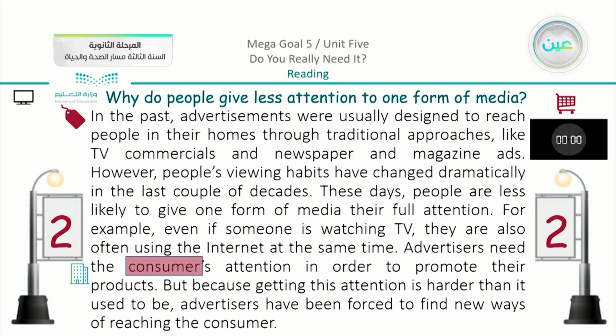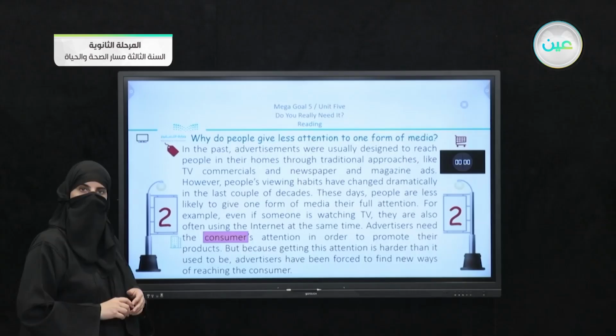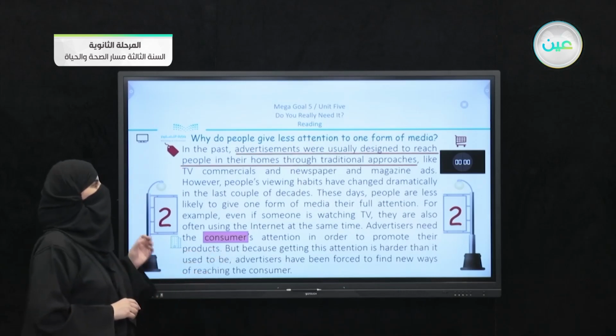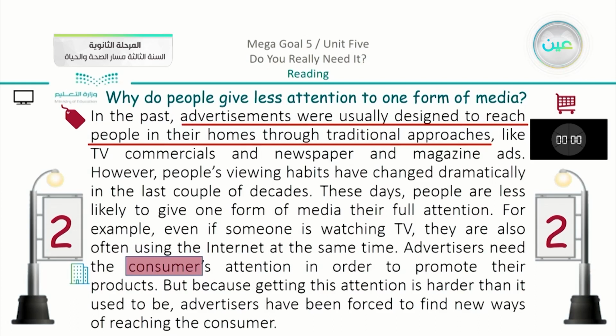Time's up. So we have here the main idea. If you can see it from the very beginning, we have here advertisements were usually designed to reach people in their homes through traditional approaches. So we are going to go back to the past and think about advertisements and commercials in the past. How were they viewed, or how were they introduced to the viewer?